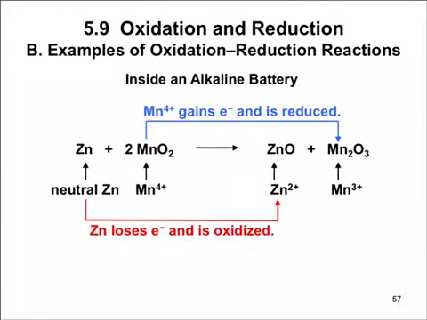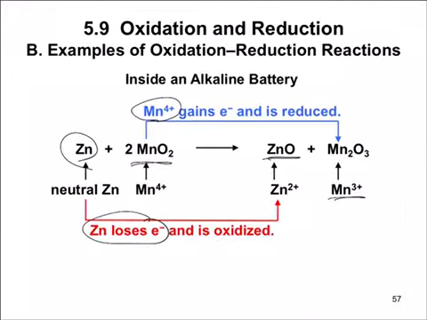Another example is batteries. The transfer of electrons is what causes electricity to flow. So in a typical alkaline battery, we have a zinc electrode and a manganese 4 oxide paste. The manganese gains electrons and gets reduced. The zinc loses electrons and gets oxidized. And it becomes zinc oxide and manganese 3 oxide. And the movement of those electrons is what causes the electricity to flow. It's the movement of electrons.